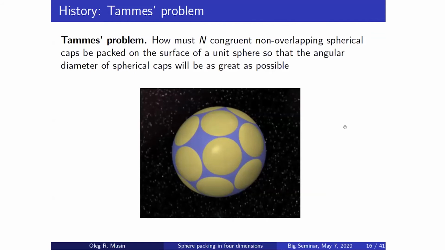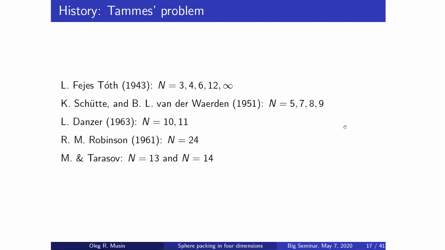The Tammes problem asks: suppose we have n congruent non-overlapping spherical caps on the surface of a unit sphere. We have to find the packing with the maximum diameter of spherical caps. This problem is also solved, now for n less than or equal to 14 and for n equals 24.